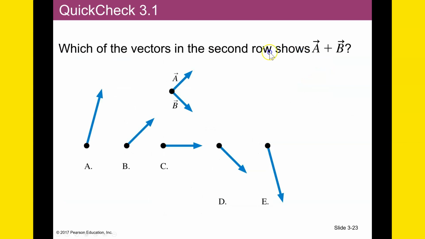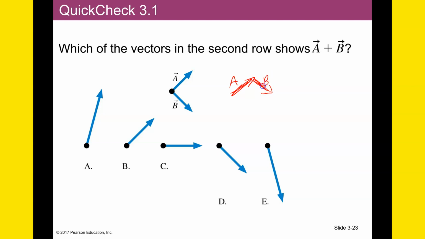All right, which of the vectors in the second row shows A plus B? If you remember how to add these vectors, we've talked about it before. You can add these vectors more than one way. Here's the way that I normally do it. I take vector A right here. That's vector A. And you put vector B with its tail on A's head. So tail to head. So I'm shifting B and I'm putting its tail starting where the head of A stopped.